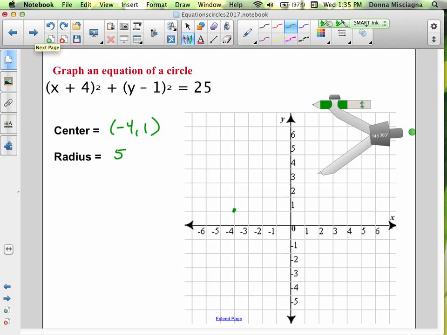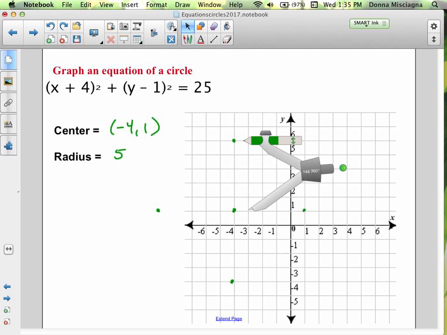And then we'll just count 5 to the right. 1, 2, 3, 4, 5. To the left, 1, 2, 3, and maybe right there. We'll move the point if it's not in the right spot. 1, 2, 3, 4, 5 above and below. 1, 2, 3, 4, 5. Should show the equation that fits on my graph.